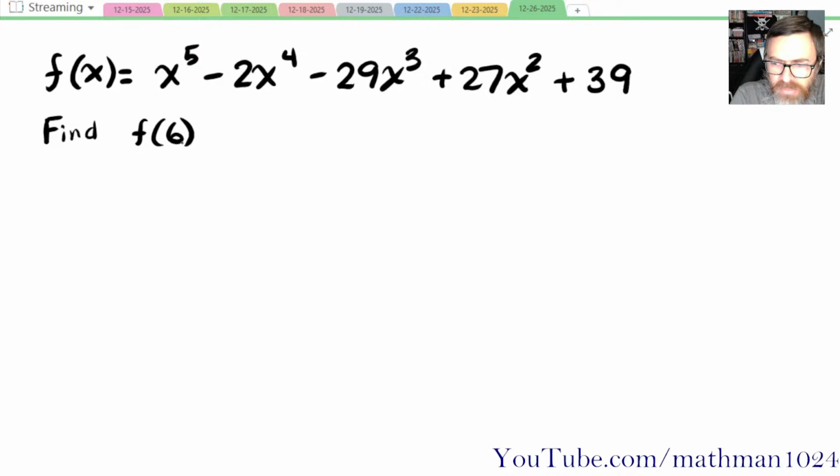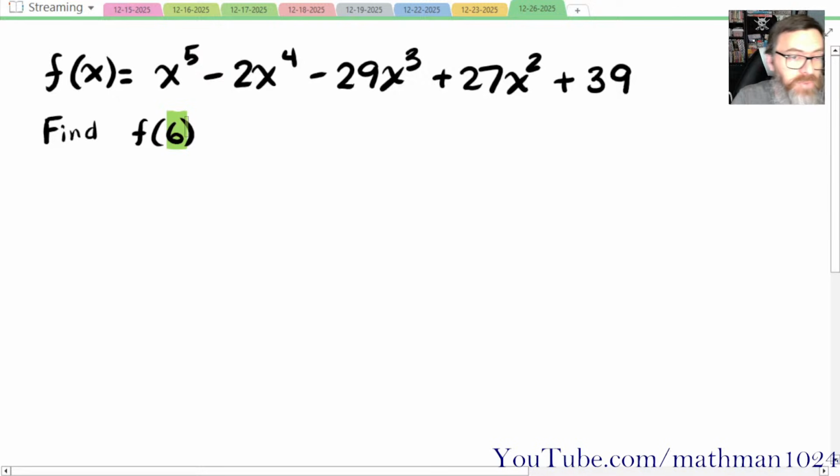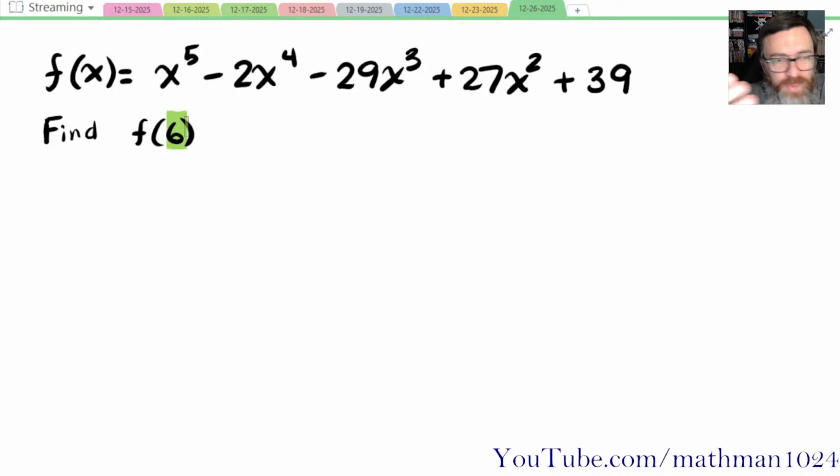I mean, yeah, I know what 6 to the 5th is, it's 7,776, but maybe you didn't know that, okay? What we can do is use synthetic division, because if I do synthetic division with that value there for k, then the value that I get for my remainder is the same value as f of x.